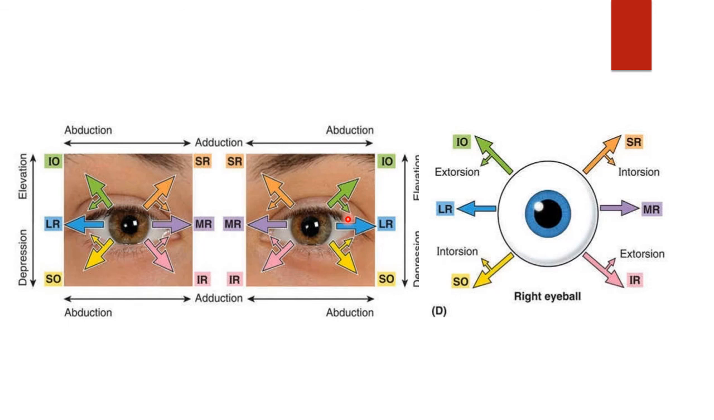So the summary of movements: superior rectus, inferior rectus with medial rectus cause adduction, lateral rectus with inferior oblique and superior oblique muscles cause abduction, superior rectus and inferior oblique cause elevation of the eyeball, while superior oblique and inferior rectus cause depression of the eyeball.